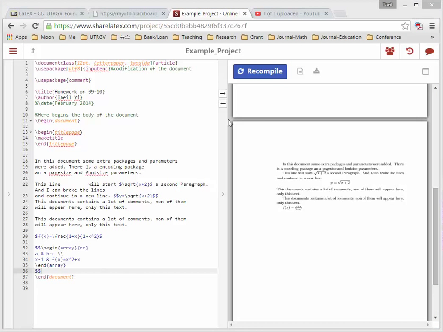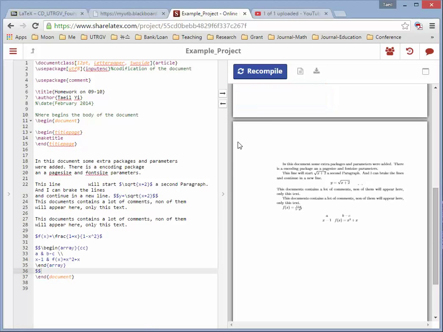Okay, so let's just compile it and see what happens. Can you see that? It really makes an array of these inputs: a and b minus c, x minus 1, and f of x equals x plus 1. Because of the cc, we're expecting two columns. So the number of letters in this brace tells us how many columns we are going to make. Two columns, and this ampersand sign separates the inputs for each column on that line.